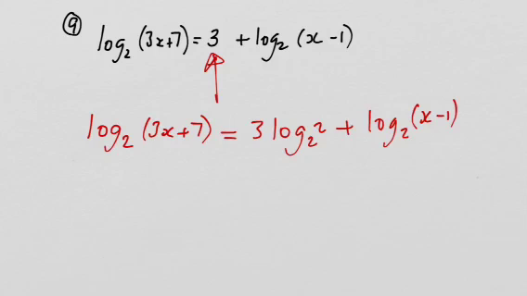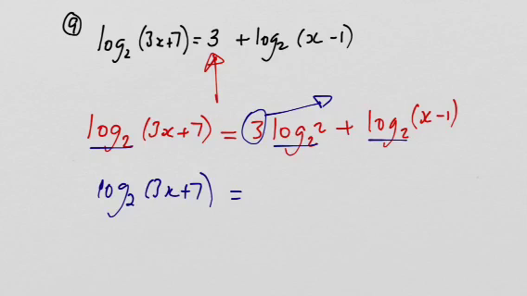Now you've got log to the base 2, log to the base 2, and log to the base 2. That 3 can go up as a power. You know what you do when you add logs. So your left hand side still says log to the base 2 of 3x add 7. Your right hand side is simplified down to log to the base 2 of something. You can work that out.